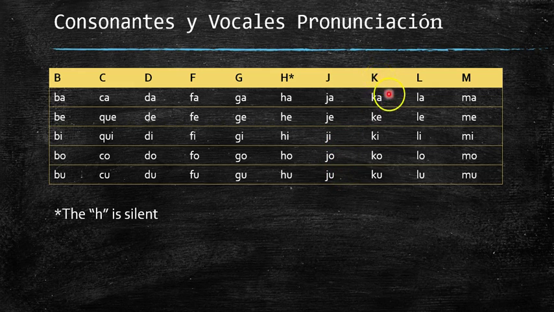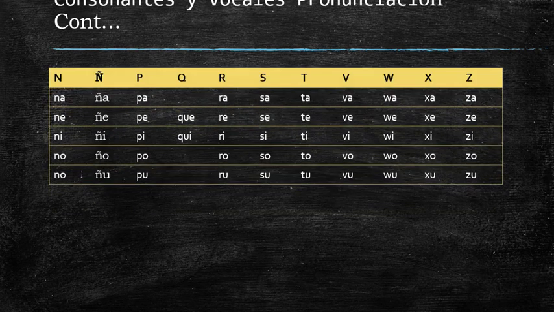K, ka, ke, ki, ko, ku. L, la, le, li, lo, lu. M, ma, me, mi, mo, mu. Muy bien. You can pause the video at any time and you can practice those individually. Keep practicing the sounds or the pronunciation. The next table is a continuation of the rest of the alphabet.